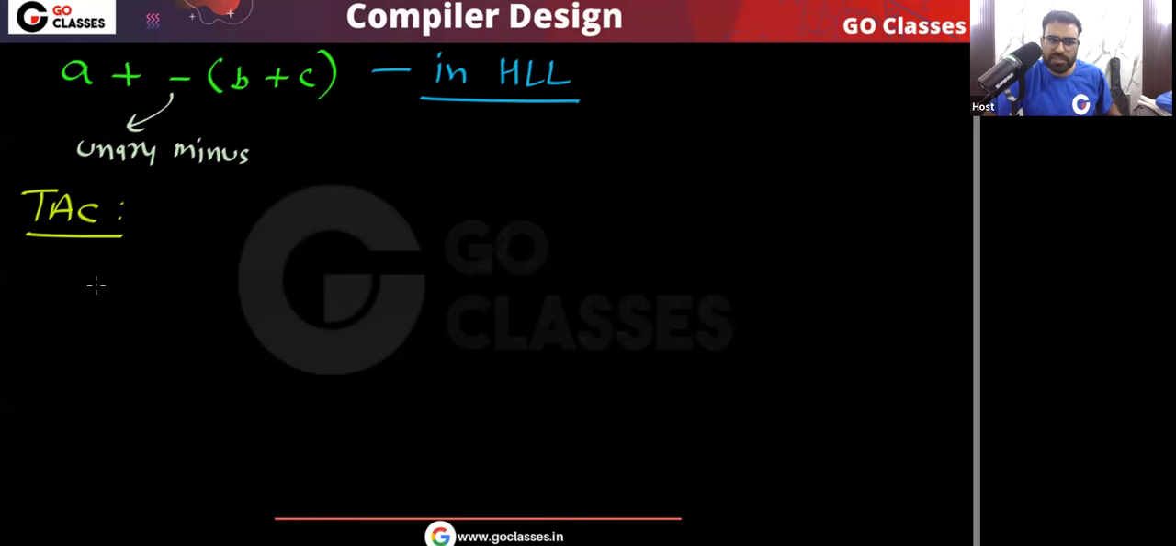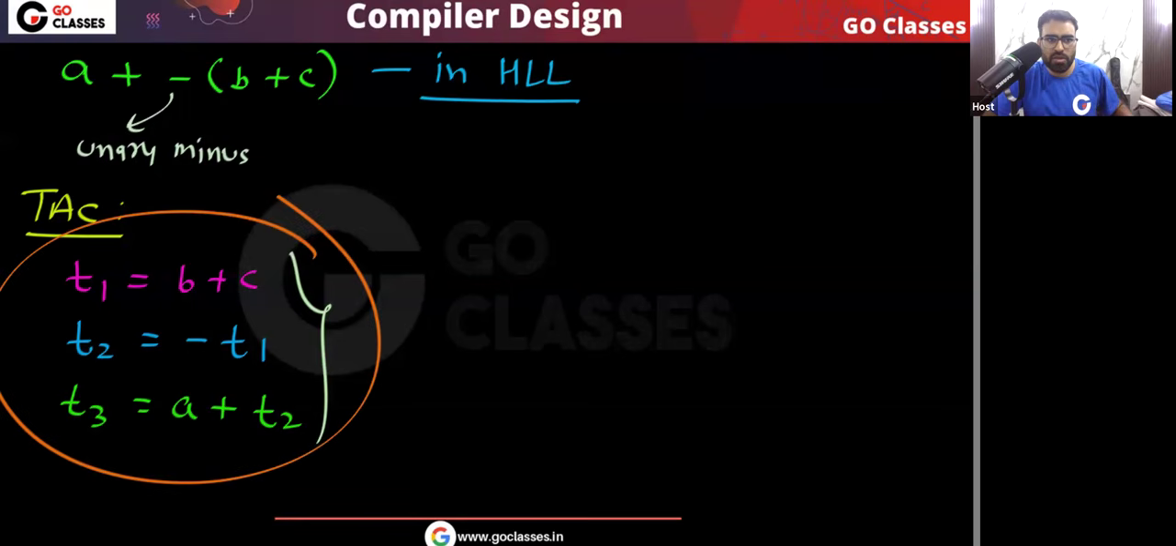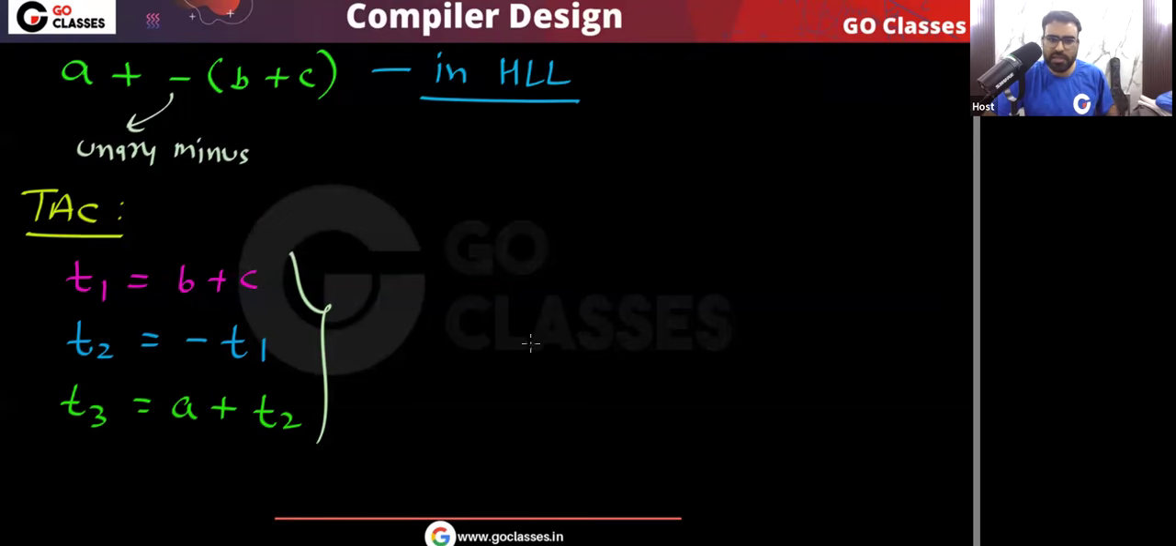First, we will do this b plus c. So I can store this in the temporary variable t1. So t1 equal to b plus c. I'm writing the three address code corresponding to this high level language statement. Then we have this unary minus, so I can say t2 is equal to unary minus t1. Next, we have this addition, so I can say that t3 is equal to a plus t2. Yes or no? So remember, this will be the three address code. Now let's represent this three address code using quadruples, triples and indirect triples.